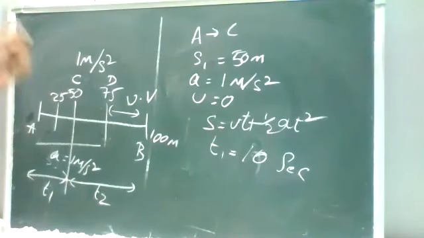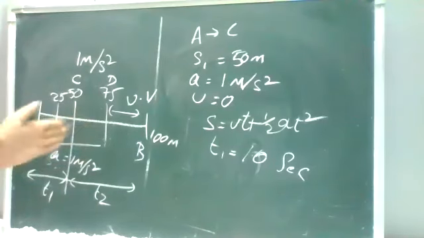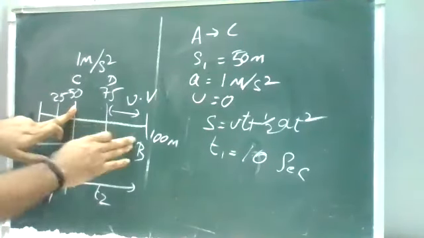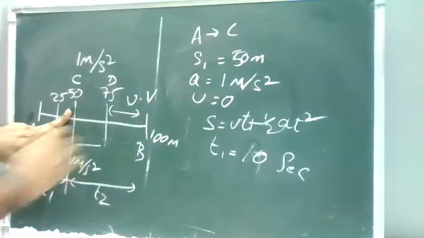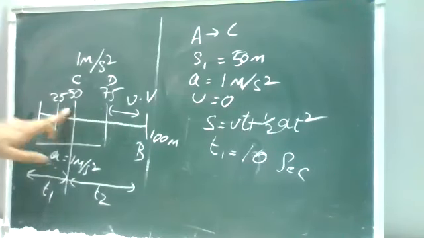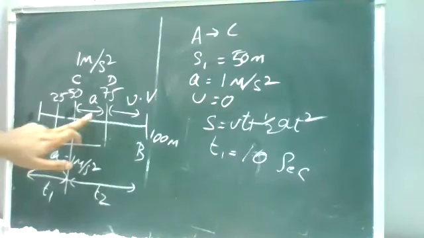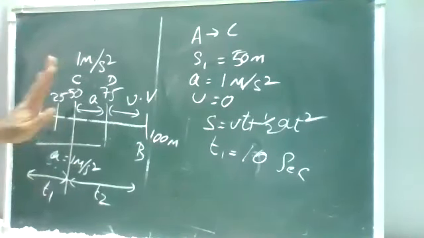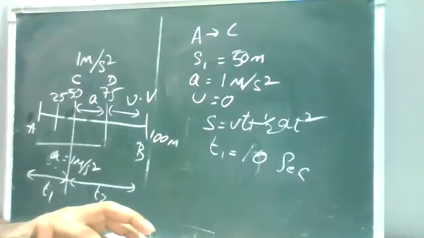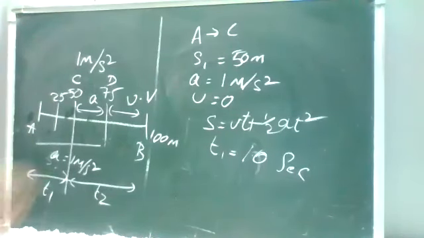Now for the second quarter, next quarter, there are two quarters of 25 meters and 25 meters. These are your quarters. For the third quarter, we know the acceleration, but for the fourth quarter, we don't know the acceleration. So we are going to find the time period for the next case.